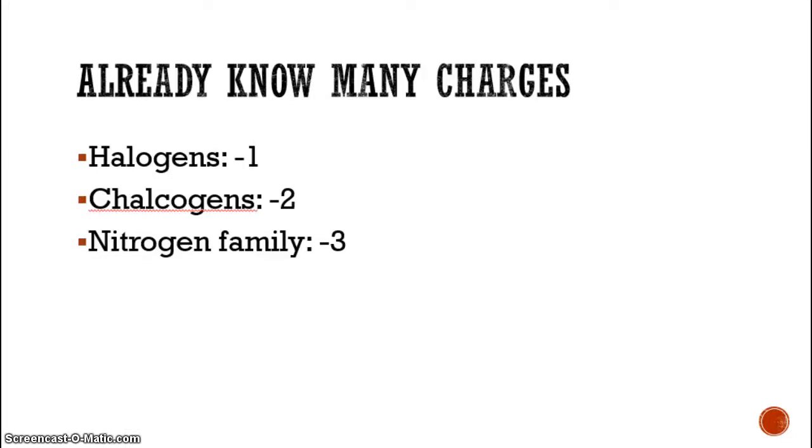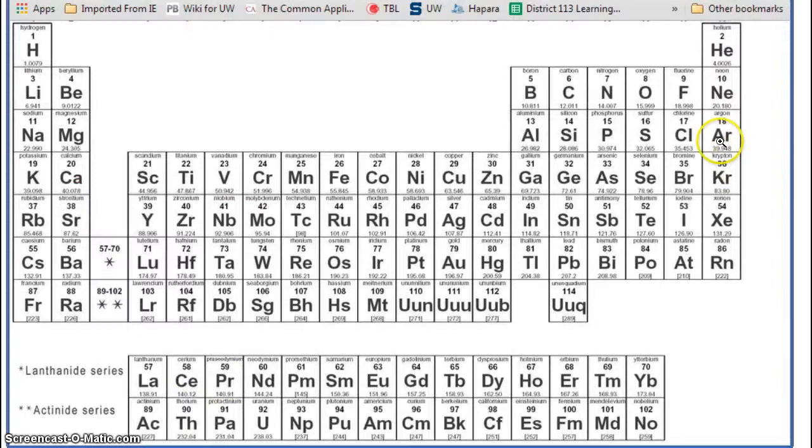One thing you already know are many of the charges. The halogens have a -1 charge. The chalcogens, which if you remember last unit is the oxygen family, has a -2 charge, and the nitrogen family has a -3 charge. So here are the halogens. These will all become, at least these here, -1, these become -2, these become -3.